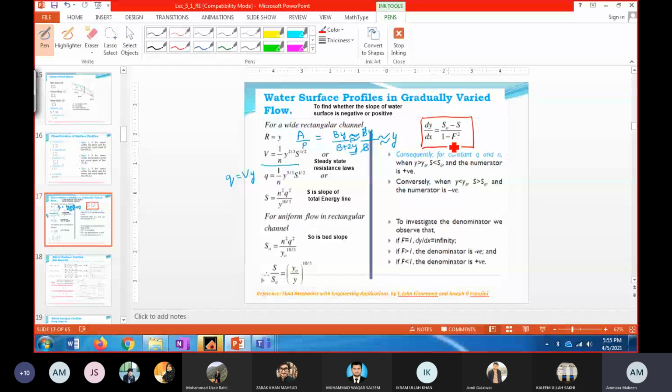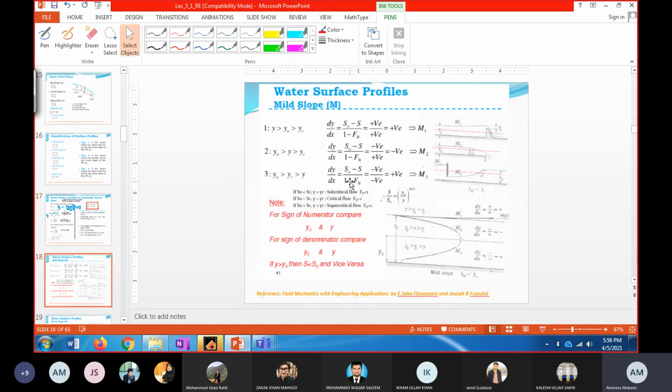When depth is greater than critical depth value, which kind of flow is that? Subcritical flow. So for subcritical flow, what about the denominator value? Less than 1, ma'am, which means positive. Very good. So for subcritical flow, Froude number would be less than 1, and this value would be positive, and vice versa for supercritical flow. So this is how you'll get the sign of dy by dx.